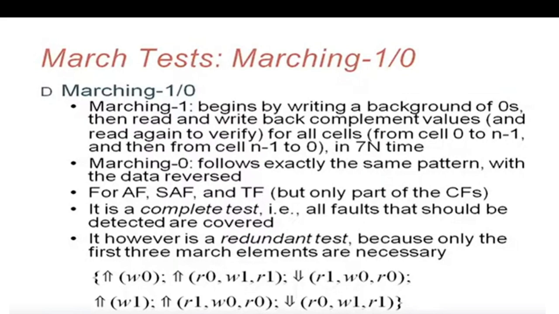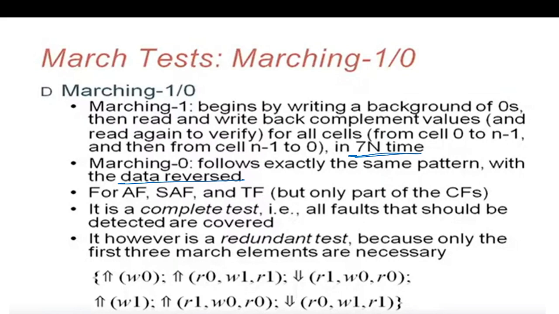Next is marching 1 and 0. Marching 1 begins by writing a background of zeros, then read and write back complement values, and read again, for all the cells from 0 to n minus 1, and then from cell n minus 1 to 0, in 7n time. Marching 0 follows exactly the same pattern with the data reversed.